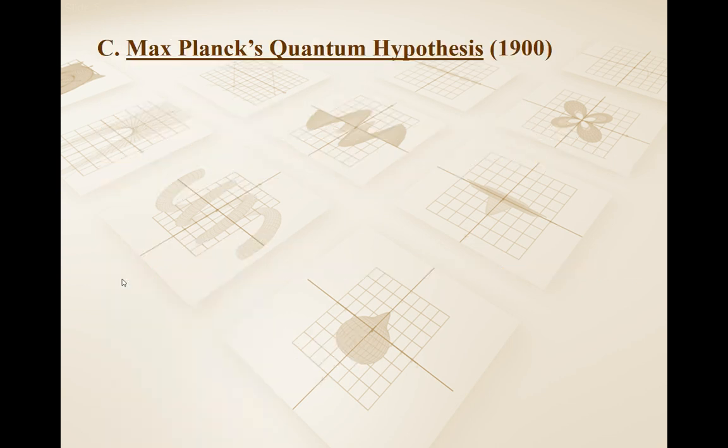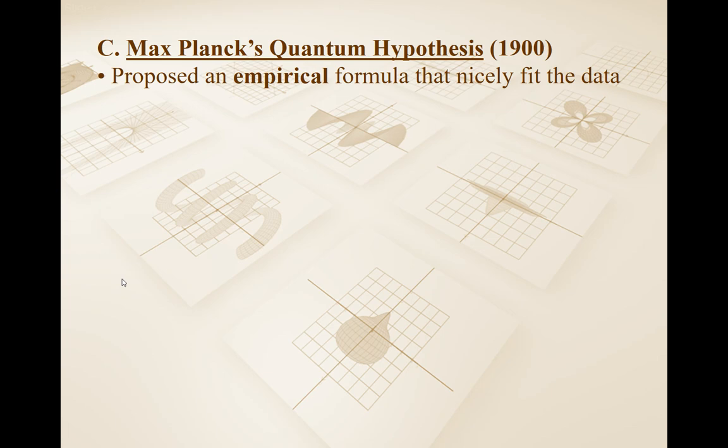Okay, now we're going to talk about another important scientist, Max Planck, and specifically his quantum hypothesis that he made somewhere around 1900. What he did is basically he proposed an empirical model that nicely fit the data.